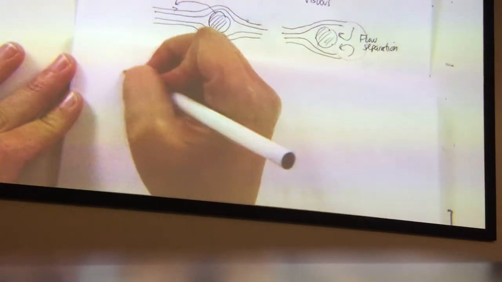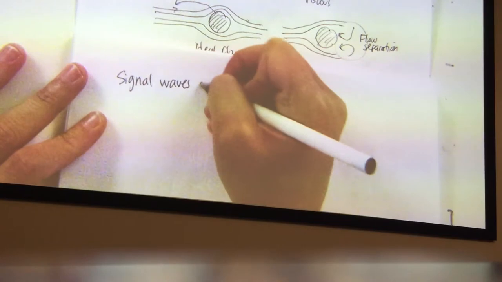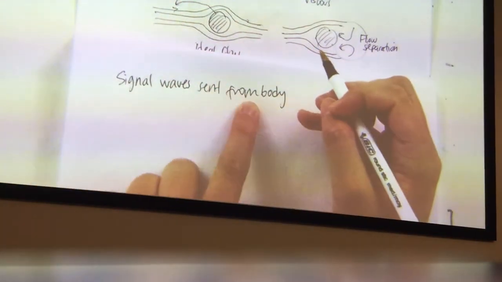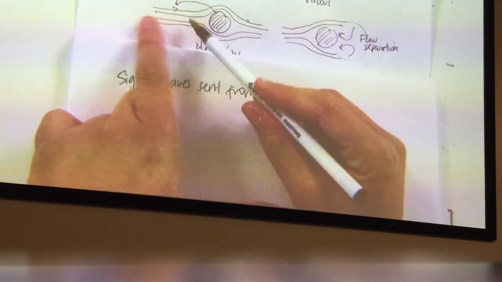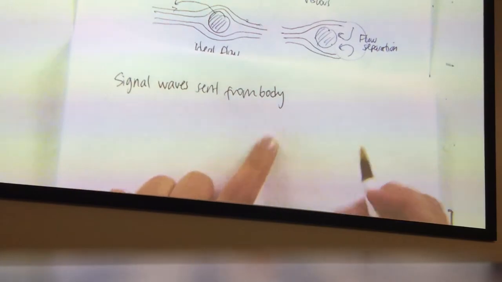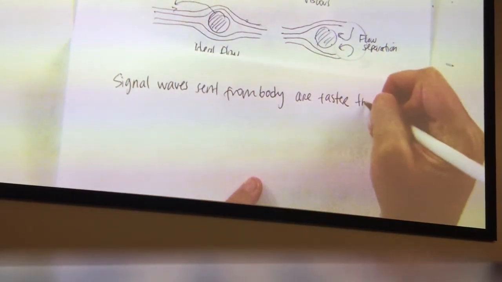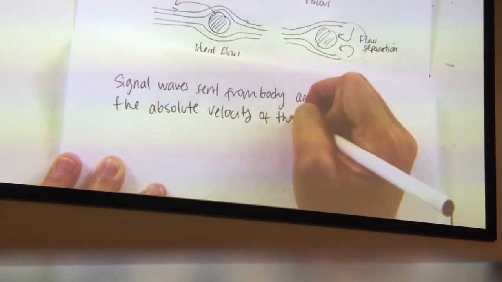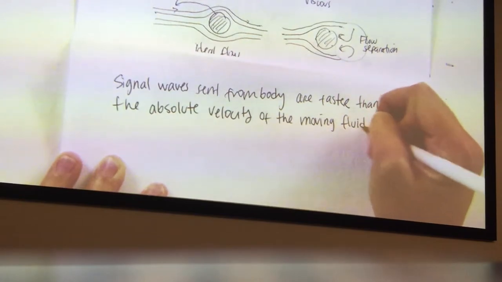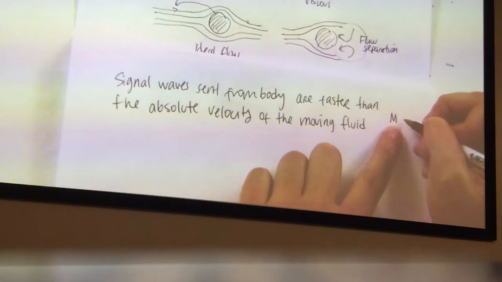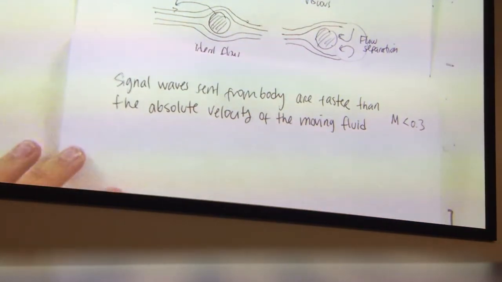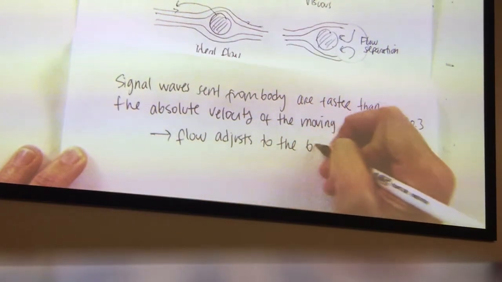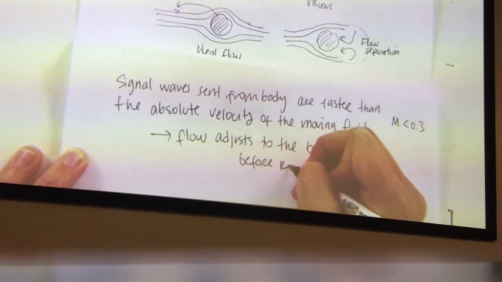So I'm just going to rewrite that: the signal waves sent from the body. The body itself is always kind of radiating information to whatever is in front of it. The signal waves sent from the body are going to be faster than the flow. If they were slower than the flow, the flow would just crash against the body. So the signal waves from the body are faster than the absolute velocity of the moving fluid. And remember, this is incompressible, so here we're talking about a Mach number of less than 0.3. Because of that, as I was saying, the flow adjusts to the body before reaching it.